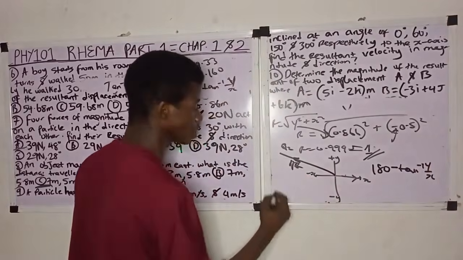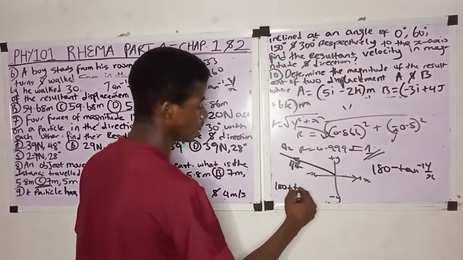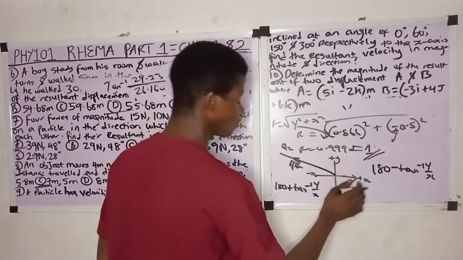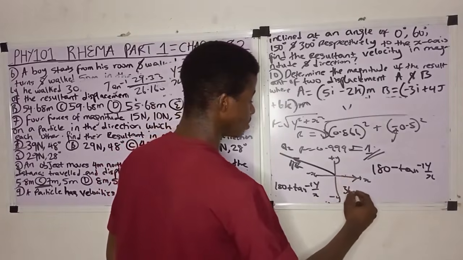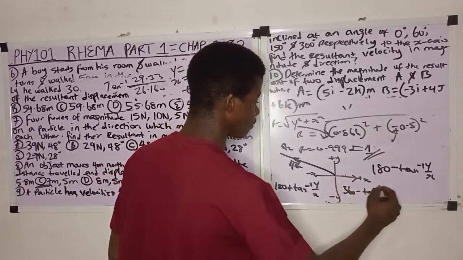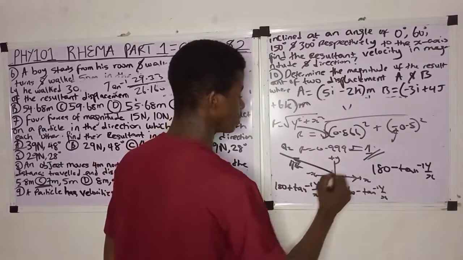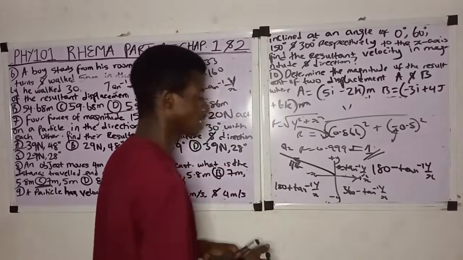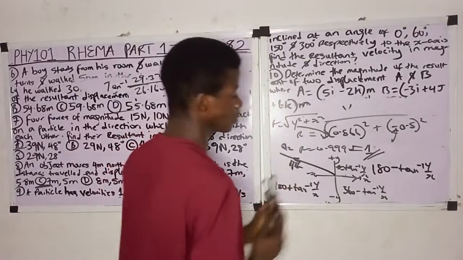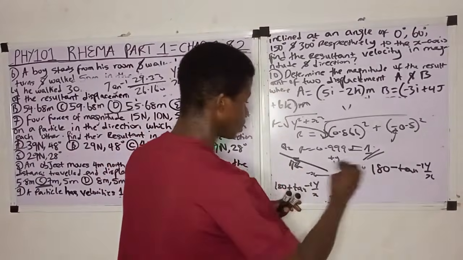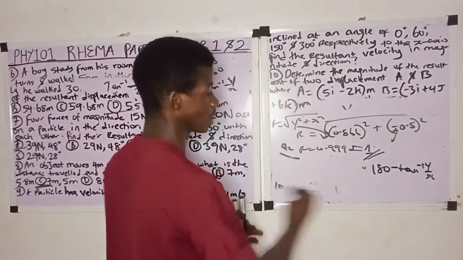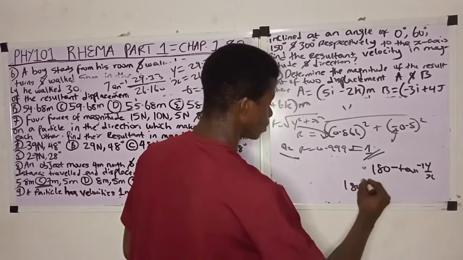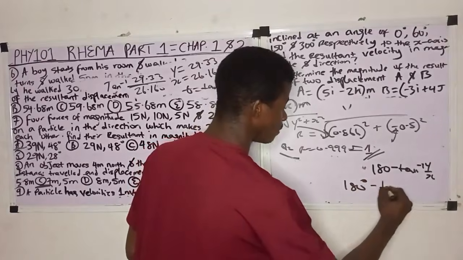If it's in the third quadrant, it will be 180 plus the inverse of tan y over x. If it's in the fourth quadrant, it will be 360 minus the inverse of tan y over x. If it's here, theta will just be the inverse of tan y over x. Yes, so it's in the second quadrant. So the direction of the resultant vector will be 180 degrees minus the inverse.